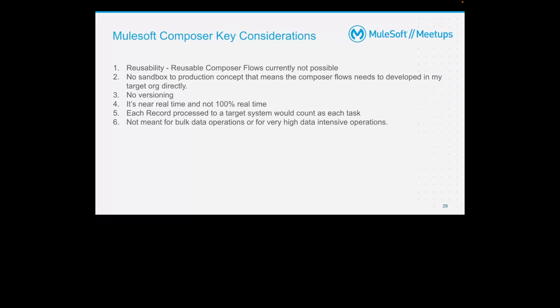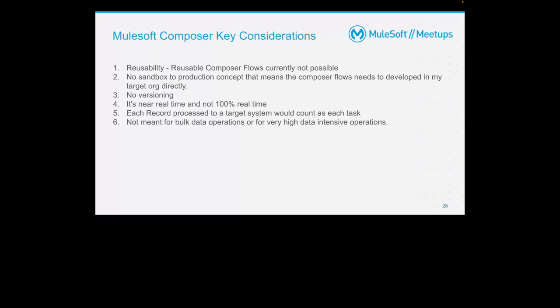And once we identify that my Composer is all set to go into production, I would simply change the connection and point it to my production org. So this is another consideration we need to think of when using Composer.